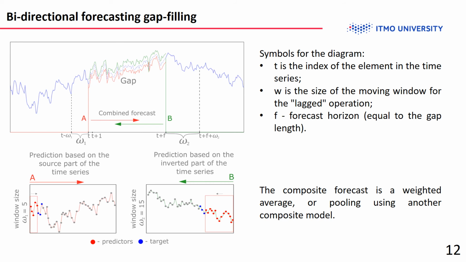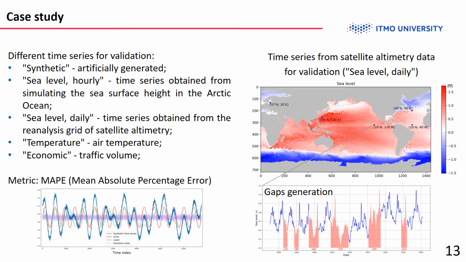For bidirectional forecast gap filling, on the slide we can automatically build models to predict values from the left to the right, then invert the right part of the time series and predict values from the right to the left, and then combine the forecasts. We can combine forecasts using a weighted average, as we have done in this work, and also can use another model to combine them.